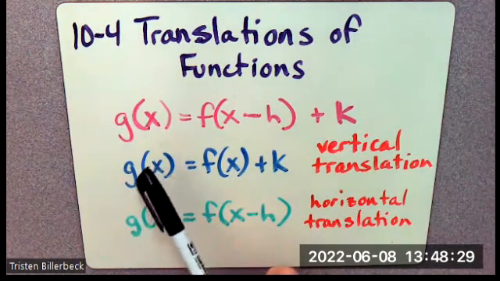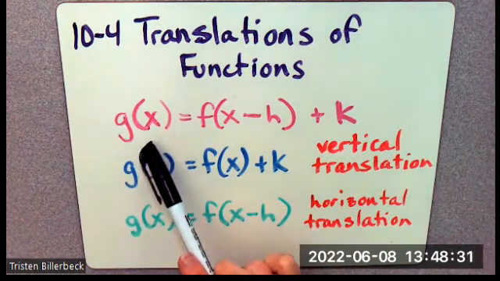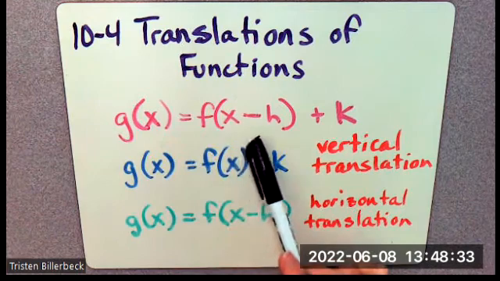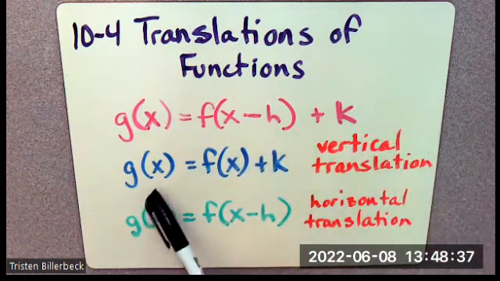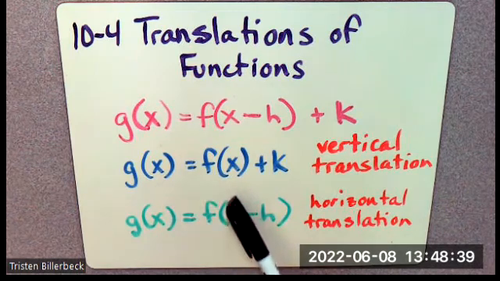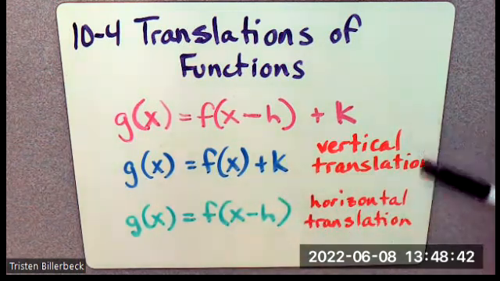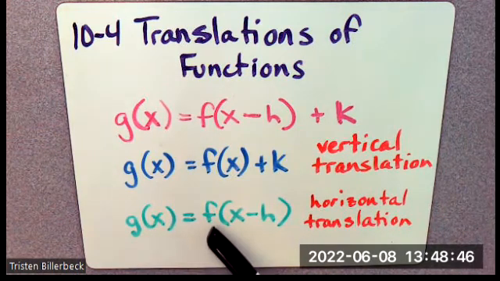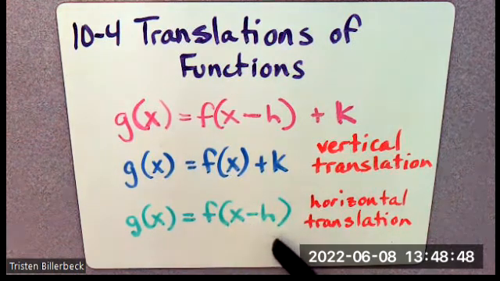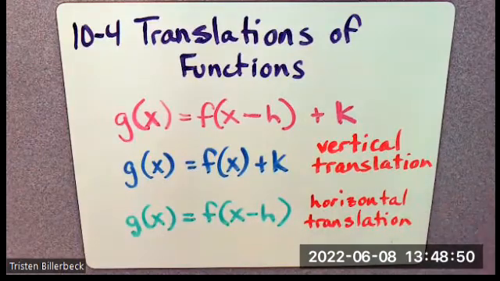So a general translation of a function looks like g of x equals f of x minus h plus k. If I only had g of x equals f of x plus k, that would be a vertical translation. If I only had g of x equals f of x minus h, that would only be a horizontal translation. So let's take a look at a few translations.